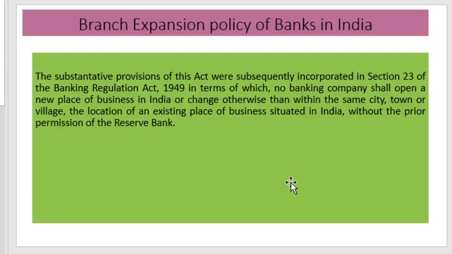In accordance with the Banking Regulation Act 1949, Section 23 says that no banking company shall open a new place of business in India or change otherwise than within the same city, town or village the location of an existing place of business situated in India without the prior permission of the Reserve Bank of India. That means without the prior permission of the Reserve Bank of India, banking companies cannot open new branches, or shift branches from one place to another. This is according to the Banking Regulation Act 1949, Section 23.